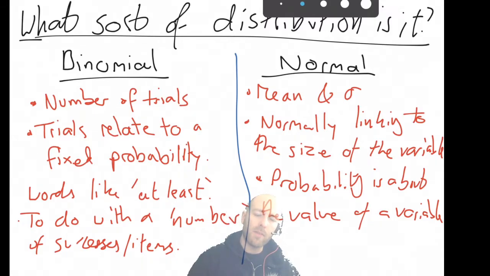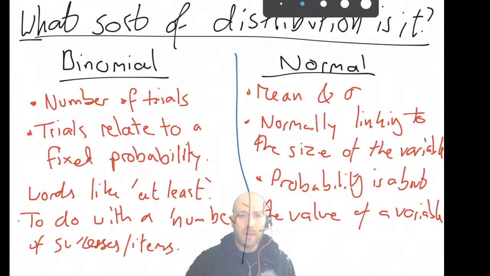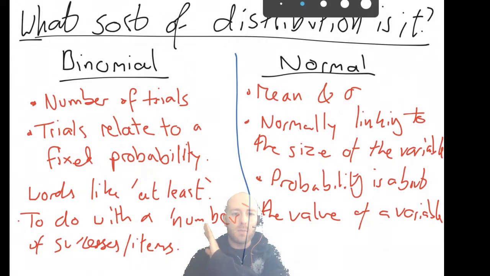With the normal distribution, however, the numbers are a mean. Rather than being a number of objects, it's a bit more related to an actual variable. With a normal distribution, you've got mean and sigma, and if you've got n, it'll normally link to the size of a variable, because we're always talking about means with the normal distribution. So any mention of mean is likely one of these ones. Any mention of probability is one of these ones.